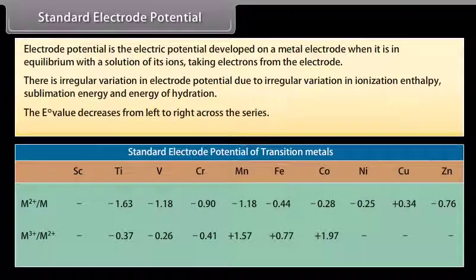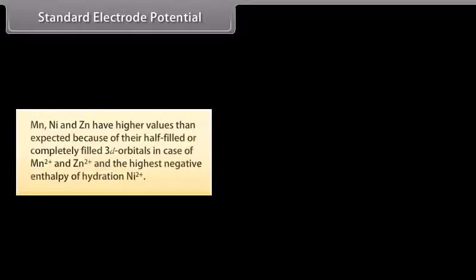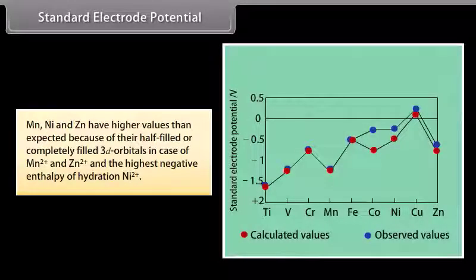The E0 value decreases from left to right across the series. Manganese, nickel, and zinc have higher values than expected because of their half-filled or completely filled 3d orbitals in case of Mn2+ and Zn2+, and the highest negative enthalpy of hydration in case of Ni2+.